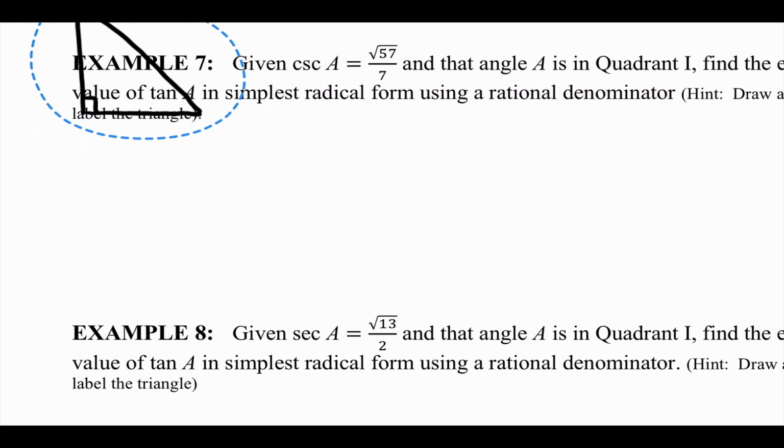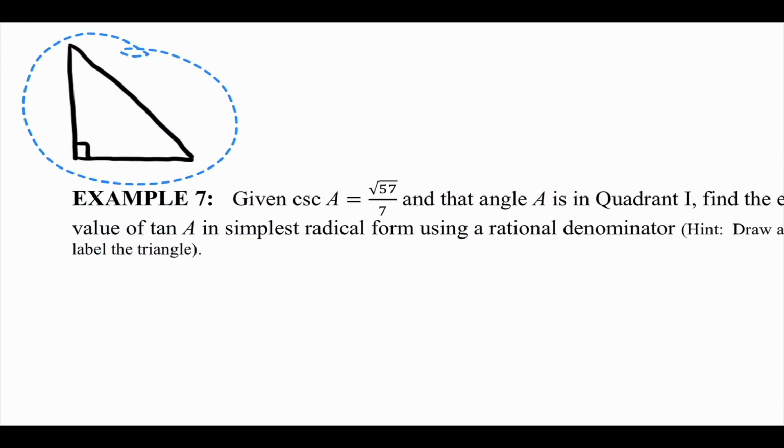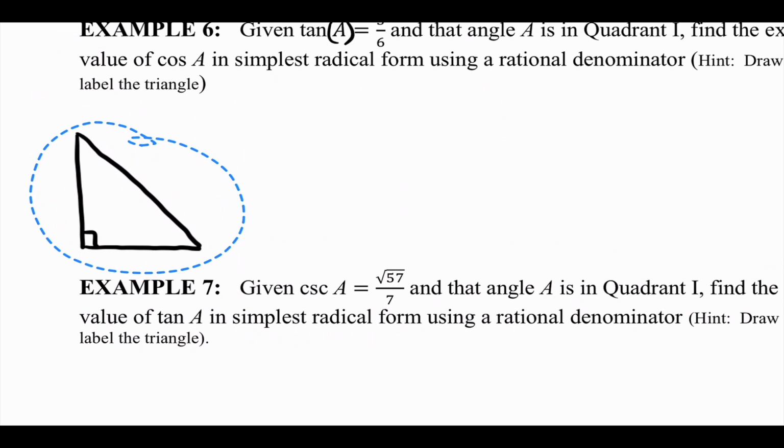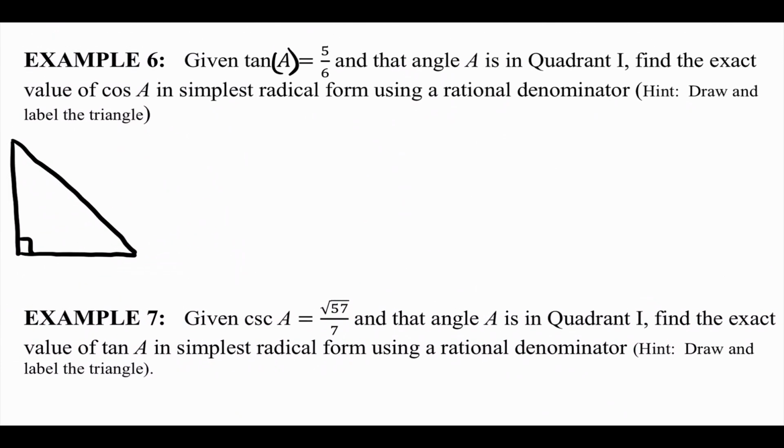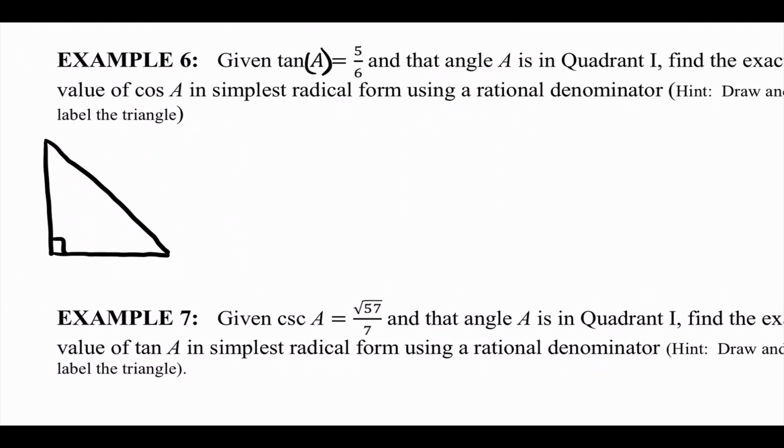Whoops. There we go. Drew it on the wrong problem. Okay. Label A, B, and C. Doesn't matter where A and B go. C always has to be the 90 degrees. So A and B are interchangeable.